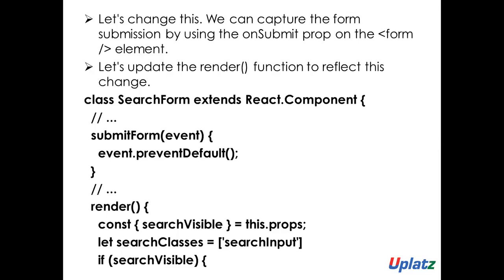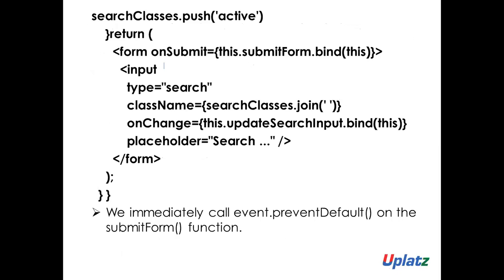Inside the render, I have searchVisible that is set to this.props. Let searchClasses be search input. If search is visible, you can push that search class to active, or else you can return onSubmit, this.submitForm.bind(this). In the input field, you can type a search and then you can join that class name and update your input field. That is the placeholder we have used.